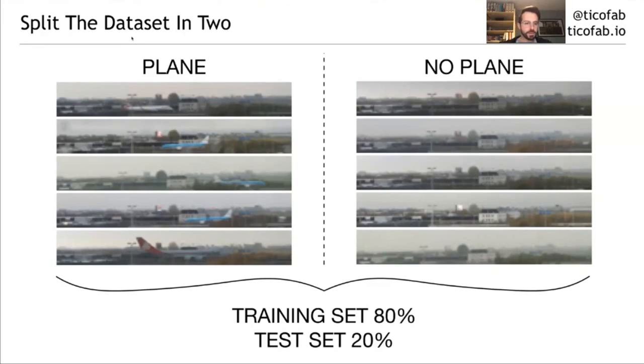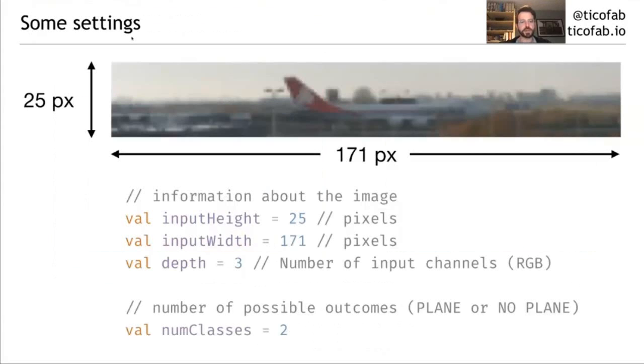And then before giving the training set to the network, you're going to finally write some code. What we need to do is first pass some settings to our Deeplearning4j library, such as the input height and width of the image. In this case, it was 25 pixels by 171 pixels. It's a very random number, and there wasn't really a reason for it. It can be any number, but it's a very small picture.